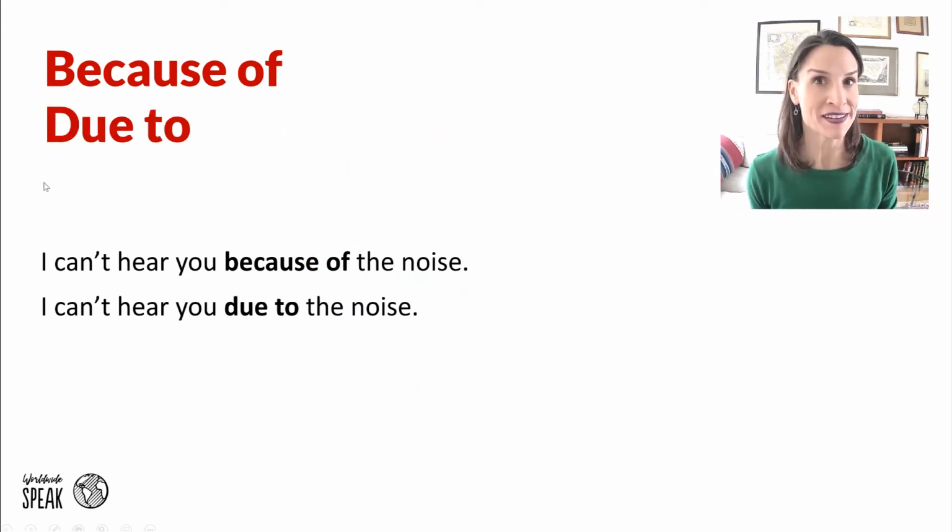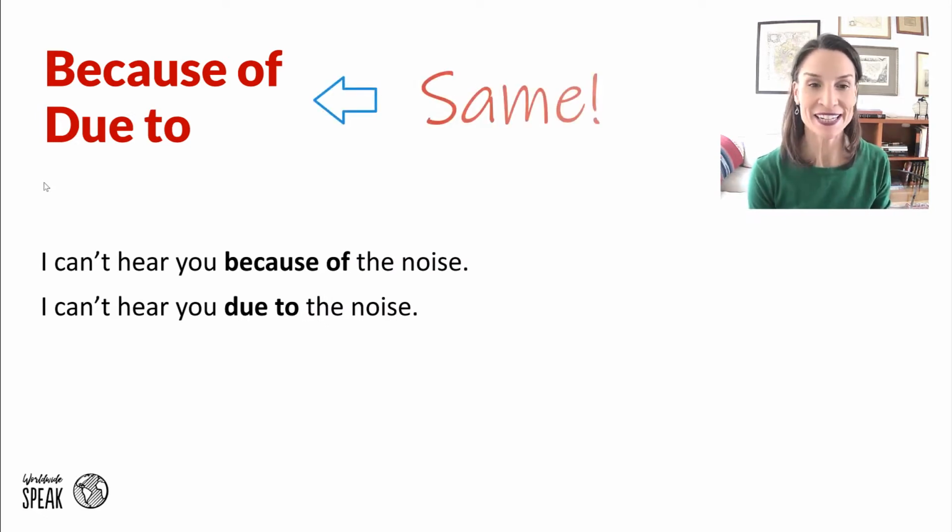Now that you know because of, you also know due to, because they're exactly the same. I can't hear you because of the noise. I can't hear you due to the noise. So the meaning and the grammar is the same with because of and due to. So now you have two words that you can use exactly the same way.